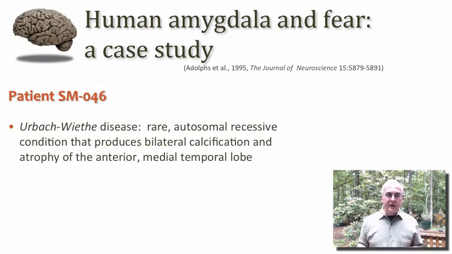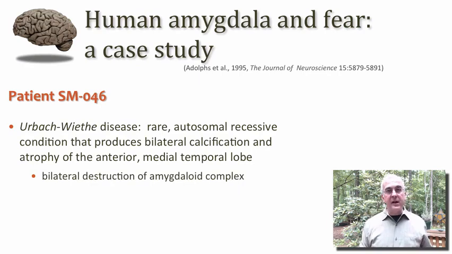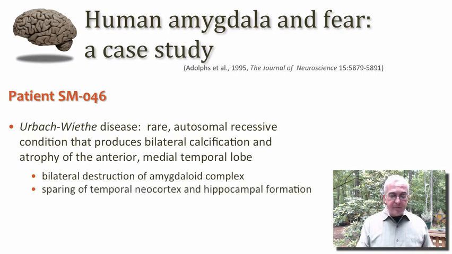Patient SM has been diagnosed with a condition that has led to the bilateral calcification and atrophy of her anterior and medial temporal lobe. And in particular, it's led to the bilateral destruction of much of her amygdaloid complex. However, this condition has spared the surrounding neocortical regions and, importantly, has spared the hippocampus. So patient SM has really provided a rare opportunity to explore the impact of a selective lesion of the amygdala with sparing of surrounding portions of the medial temporal lobe.